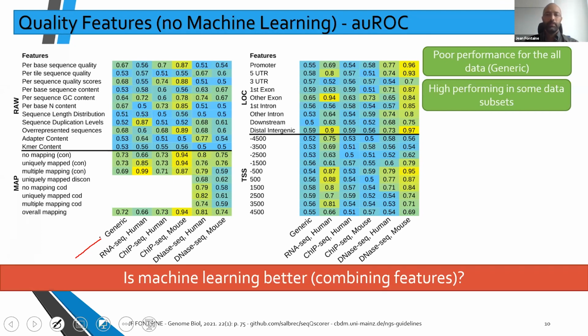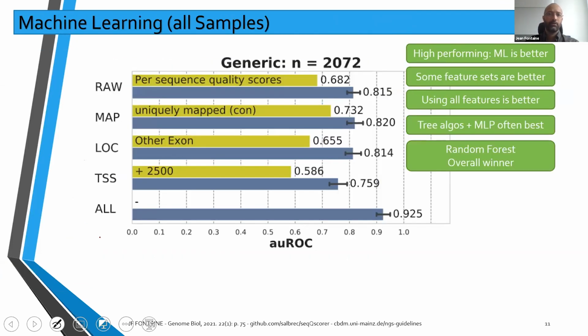So is machine learning better? Because machine learning will try to combine the features and try to give you the best results. So here we compare just one data set. This is a generic data set, all the samples all together. The blue bars are the machine learning, the green bars are the no machine learning. And it's always better with machine learning, especially when you use all features. And here this is the result if you limit your models to only the raw features using this FastQC tool.